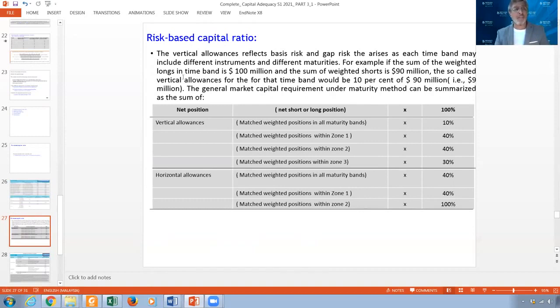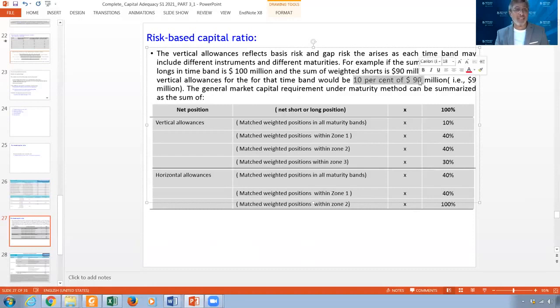So assuming that you have a long of 100 in any time band, and the risk weight of the short is 90. The vertical disallowance for that time band would be 10% of the 90, which is actually your shorts.